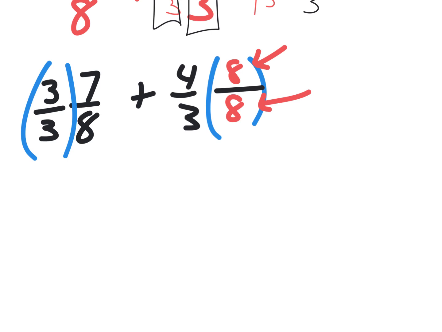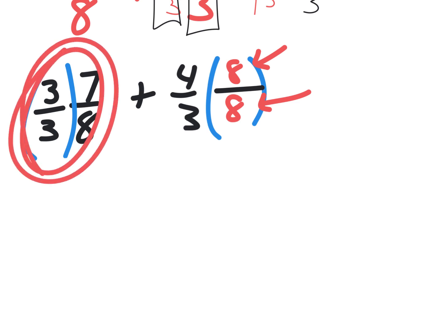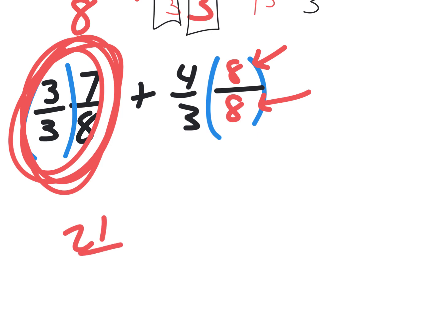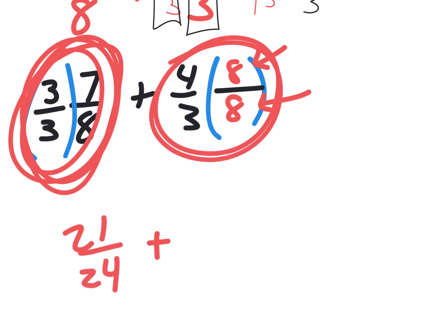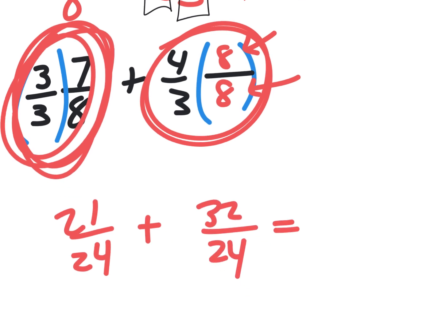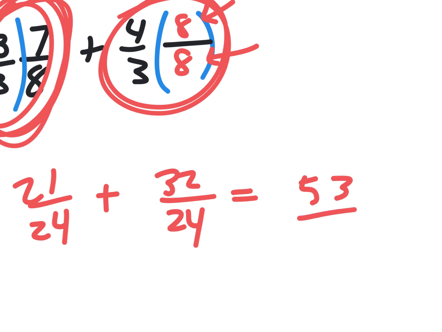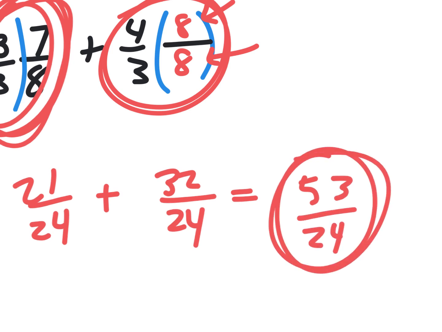Chase, multiply across the top and change my answers so they have a common denominator. What is this one? 21. 21 what's? 24ths, good. Plus the other one. 32 24ths, good. And then add them both together. 53 24ths. Now a lot of people ask, do you have to make that into a mixed number?